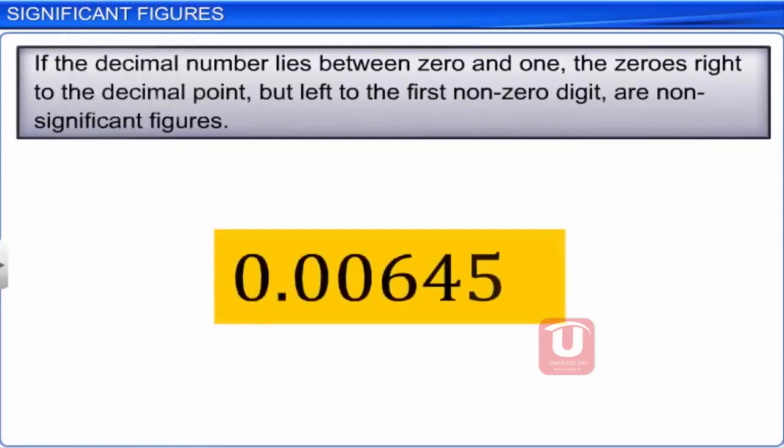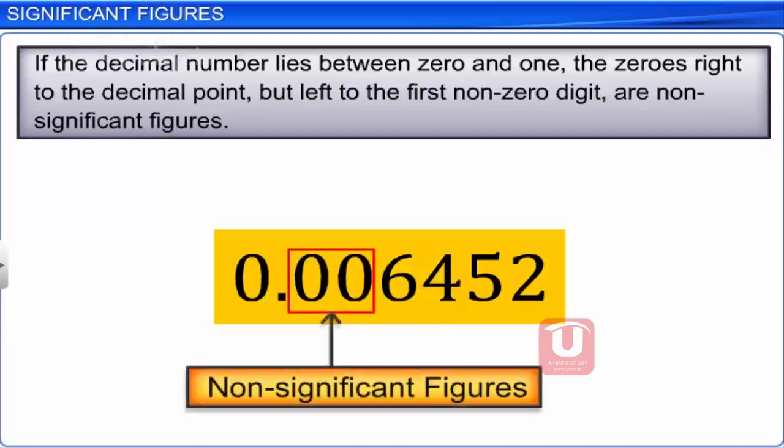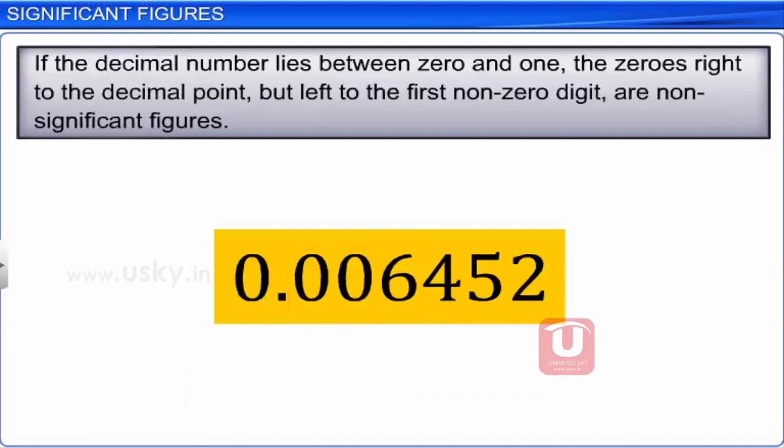Observe that there are 2 zeros between the decimal point and the first non-zero digit, that is 6. These zeros are non-significant figures. Hence, the significant figures in this number are 6, 4, 5, and 2. Therefore, the number of significant figures is 4.